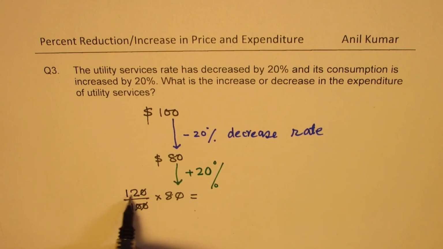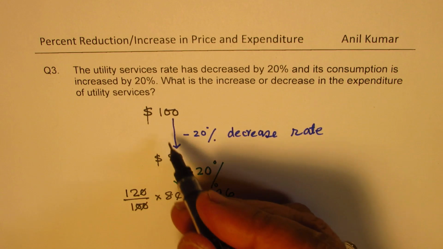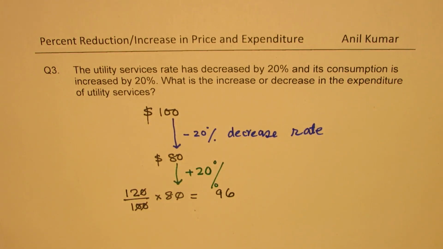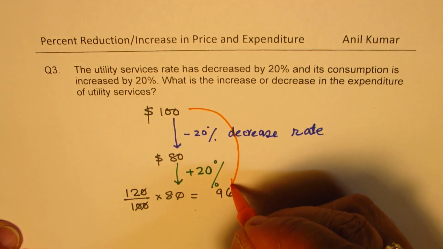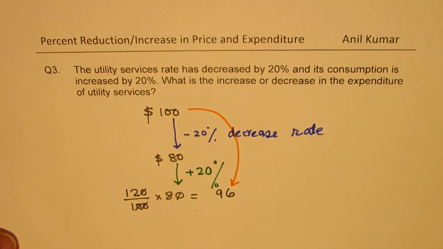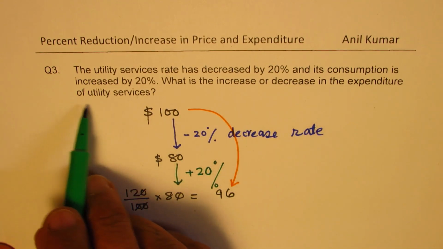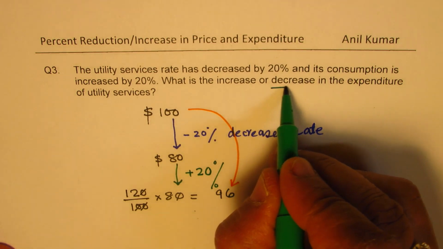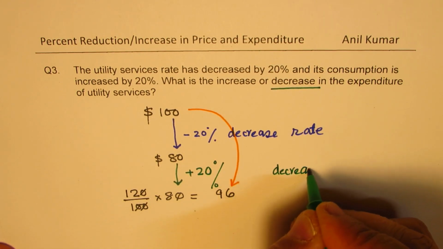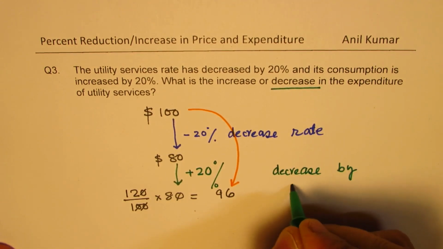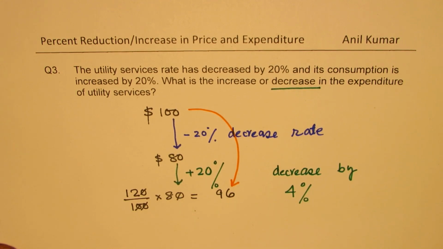Cancelling these zeros, multiplying 12 by 8, so it becomes 96. Well, 96 is still lesser than 100. So what we do here is, as you can see, we have saved 4%. Do you see that? So what is the increase or decrease in the expenditure of the utility services? So we say it is a decrease in expenditure, and it is decreased by 4%. Do you see that clearly? From 100, it is 96.